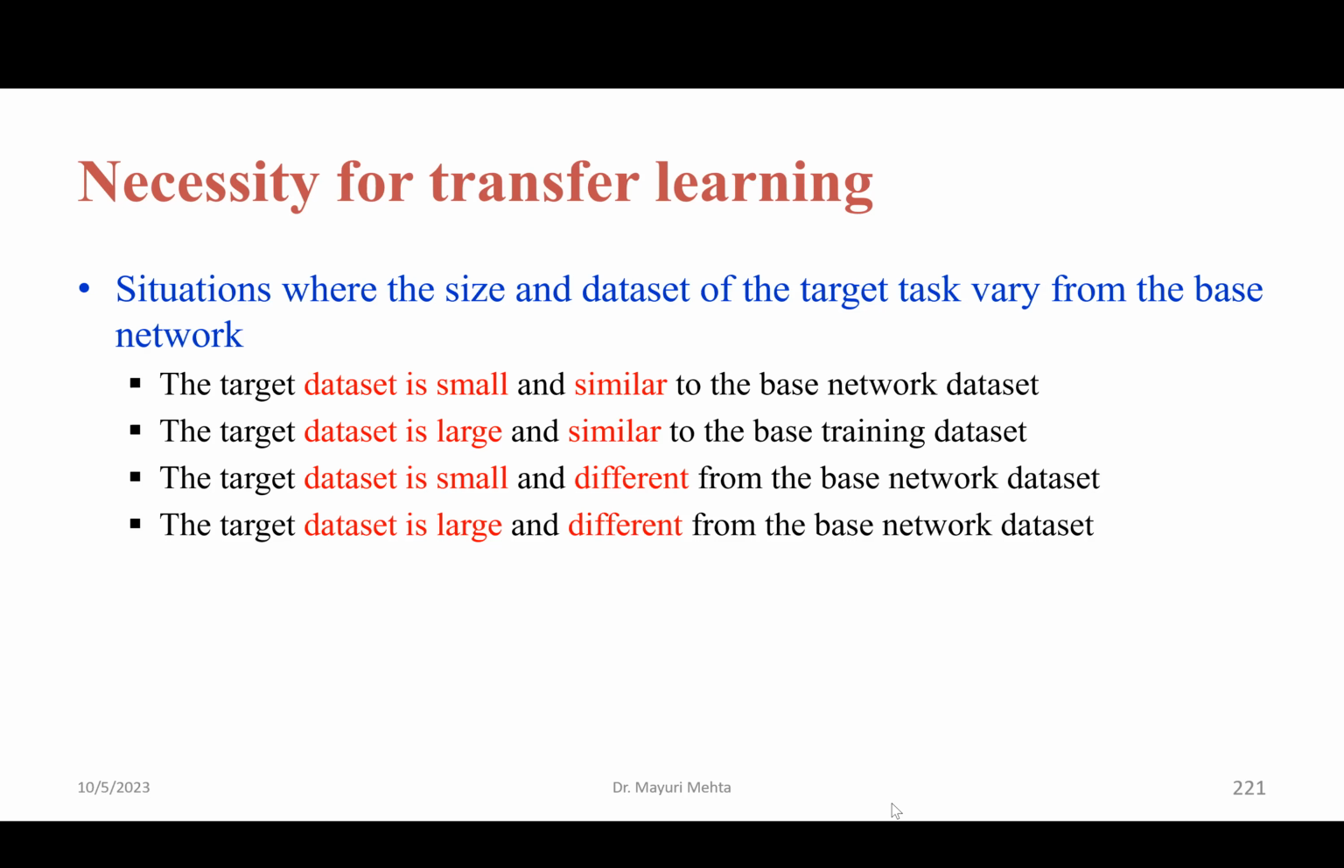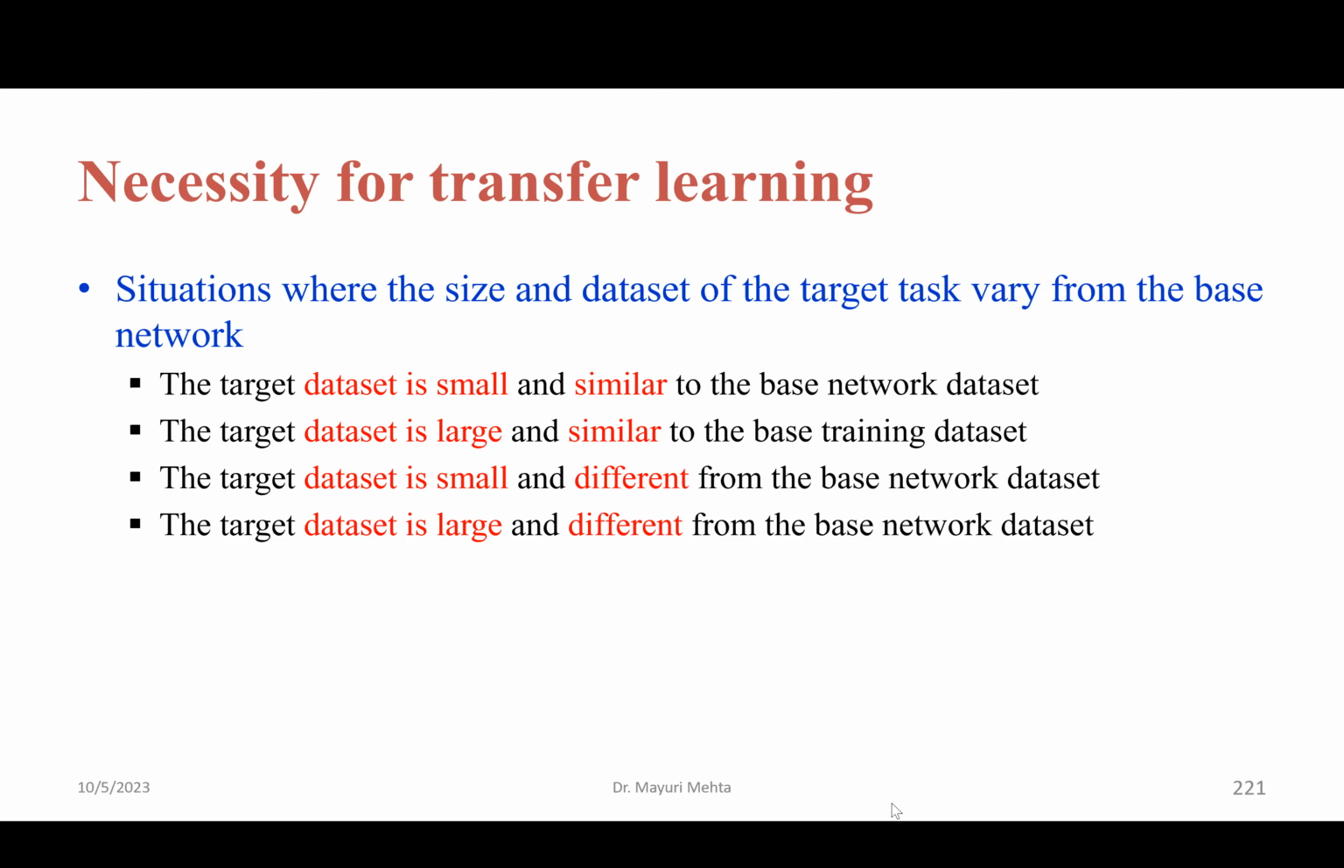So the first scenario is the target data set is small and similar to the base data set. Target data set means the new data set for the new task. So this new data set is small, and it is similar to the base network data set. Base network data set means pre-trained मॉडल का जो डेटा सेट था उससे न्यू डेटा सेट सिमिलर है. न्यू डेटा सेट इज स्मॉल एंड सिमिलर टू द डेटा सेट यूज्ड टू ट्रेन pre-trained model.